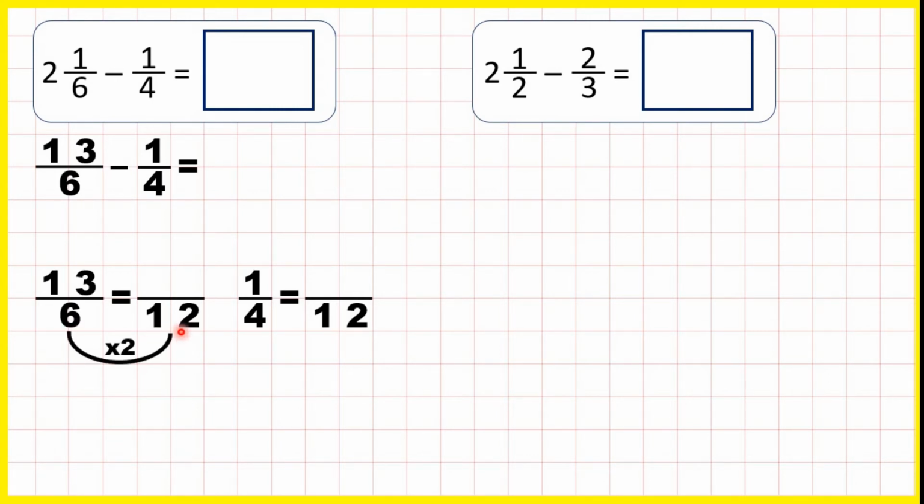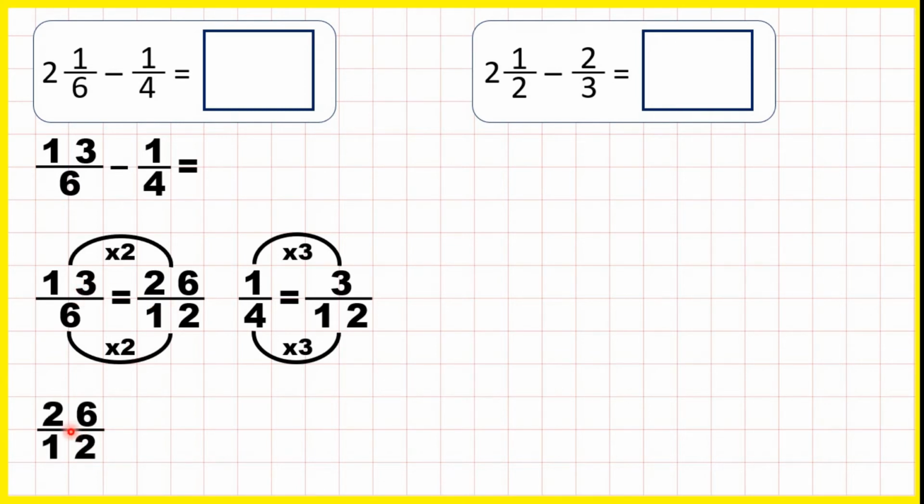6 times 2 is 12, 13 times 2 is 26, 4 times 3 is 12, and 1 times 3 is 3. So instead of 13 over 6, we can write 26 over 12, and instead of subtracting 1 over 4, we can subtract 3 over 12. So when subtracting fractions, we keep the denominators the same, and 26 minus 3 is 23. So our answer is 23 over 12.